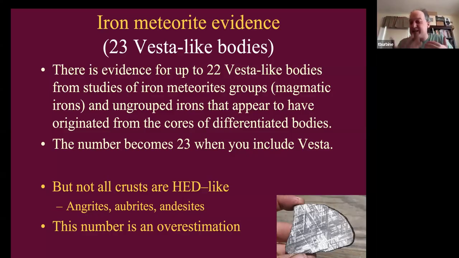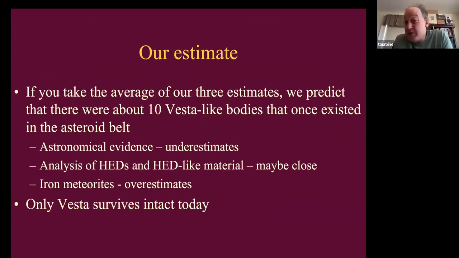So we tried to make an estimate of how many of the bodies would have fully differentiated to make what we call this Vesta crust. And not all the crusts are HED-like. There are other types of differentiated meteorites called angrites, aubrites, andesites. So this number is most certainly an overestimation. What we did, I thought the best way is to take the 3 numbers and average them. If you average our 3 estimates, you get like 10. So there may have been like 10 Vestas that formed.